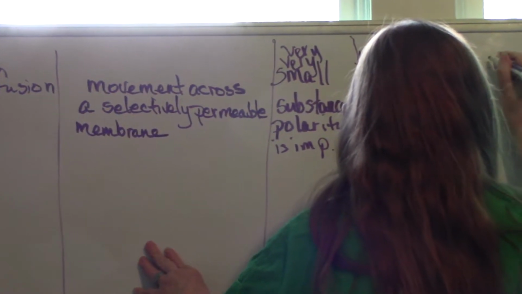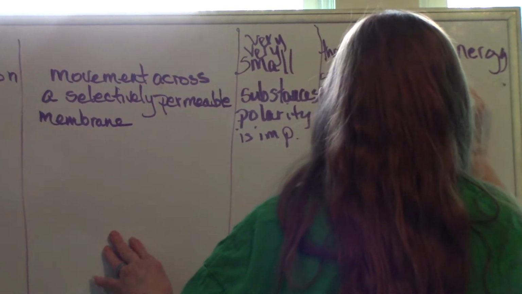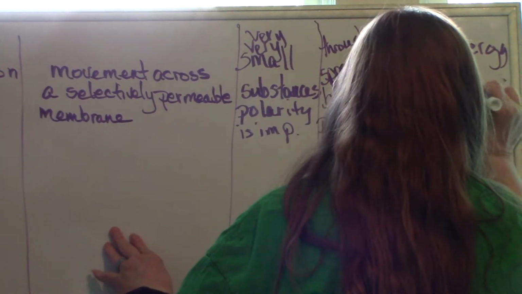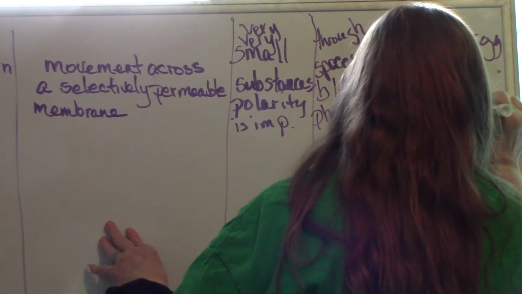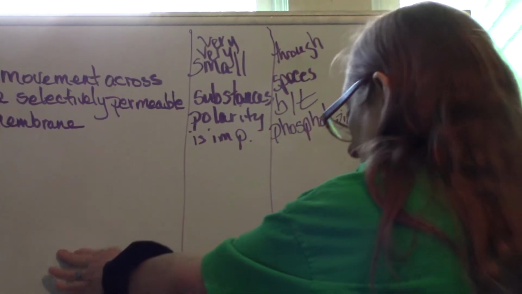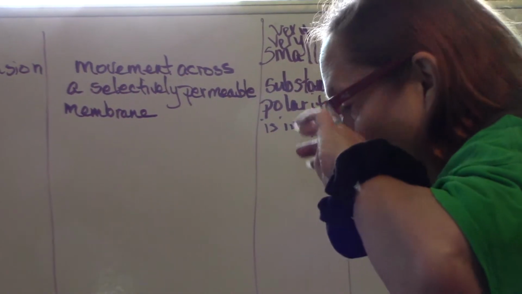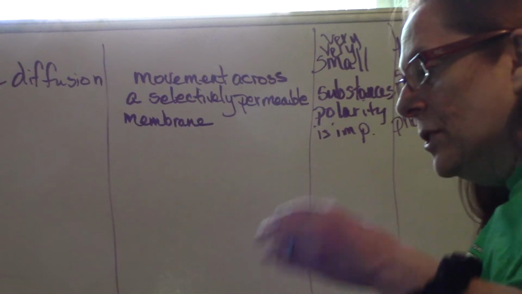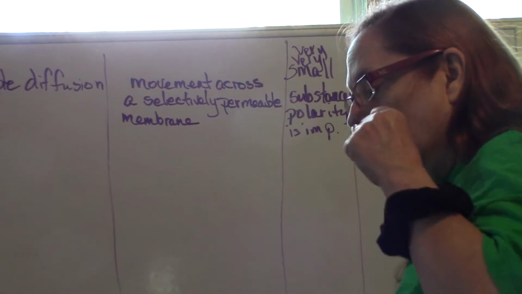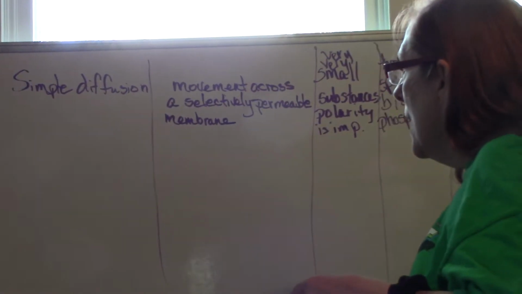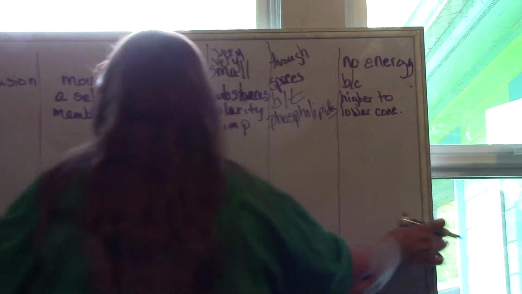That's because it goes from higher to lower concentration. I'm going to abbreviate concentration, everyone. Okay? So that's simple diffusion. It requires no energy. Something very small is moving between the spaces, between the phospholipids, and that's a selectively permeable membrane.